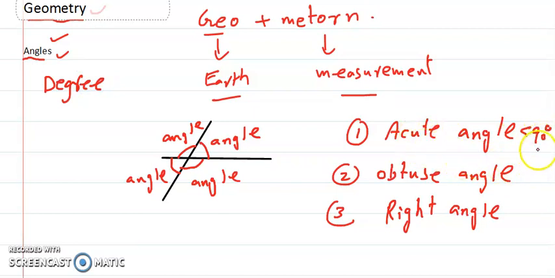So if an angle is less than 90 degree, we call it an acute angle. If an angle is greater than 90 degree and less than 180, we call it an obtuse angle. And the right angle is equal to 90 degrees.